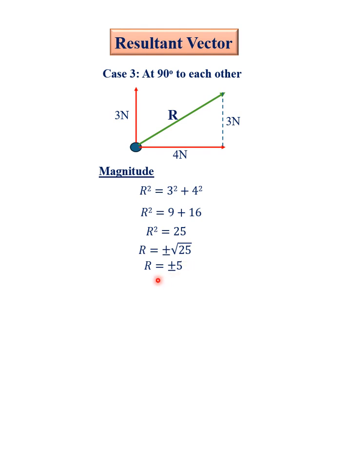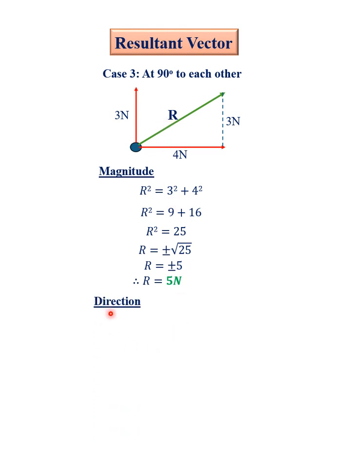But we know that force cannot be a negative value, so minus 5 is invalid in this situation. So the correct answer is positive 5, so that R is equal to 5 Newton. 5 Newton is the magnitude of the resultant force.